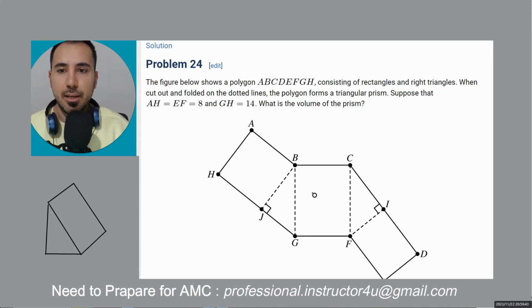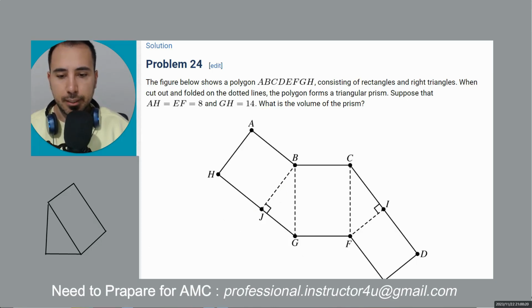So let's do that. The figure below shows a polygon consisting of rectangles and right triangles. By the way, we know that the squares are also rectangles. When it's a rectangle, it's quite possible that this one turns out to be a square. That's okay. So when cut out and folded on a dotted line, the polygon forms a triangular prism. Suppose that EF is 8 and GH is 14. What is the volume of the prism?